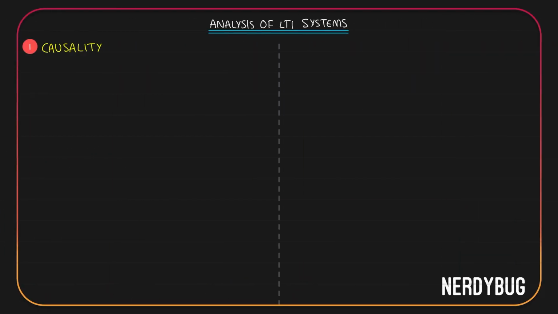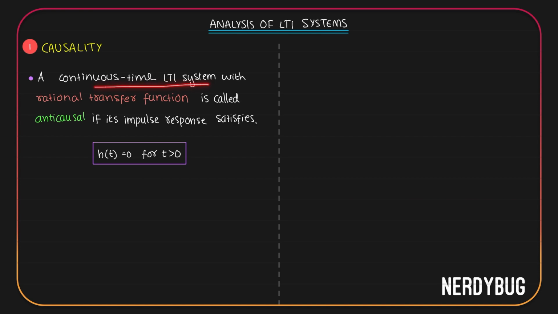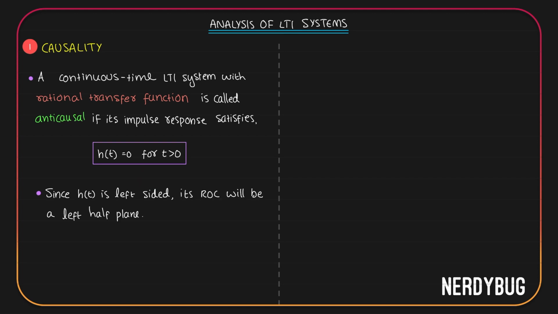Let us now define anti-causal and non-causal systems as well. A continuous time LTI system with rational transfer function is called anti-causal if its impulse response satisfies this condition: h of t is equal to 0 for all t greater than 0. So it is the exact opposite of a causal system. For a causal system, h of t is equal to 0 for all t less than 0. Here the impulse response h of t is going to be a left-sided signal, so the ROC of its transfer function is going to be a left half plane.